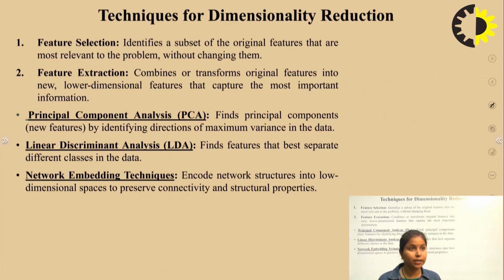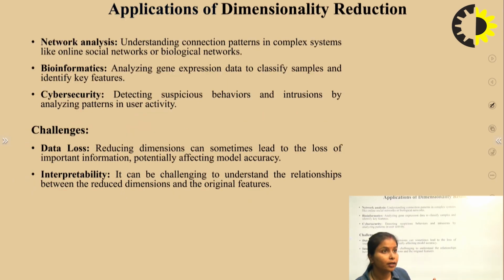Techniques for dimensionality reduction. First we use the feature selection method and the feature extraction method. In feature selection, from the input data we extract some important features or labels of data and remove all the irrelevant information. In the feature extraction method, we use techniques to convert high dimensional data to low dimensional data, like PCA, LDA, network embedding techniques, and network analysis.